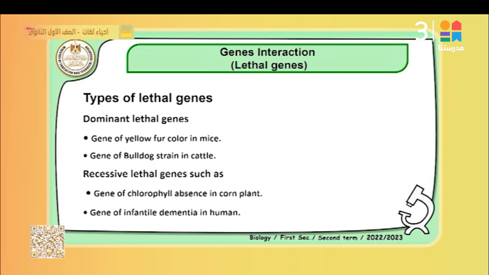Y capital, Y capital. All mice that have two genes, Y capital Y capital, die inside the uterus of the females. As the result of both genes, the capital letters YY, working together, they disrupt the vital process inside the embryo of the mice, finally leading to death. That's right. Another type of dominant lethal gene is the bulldog strain in cows. This is also a dominant lethal gene.